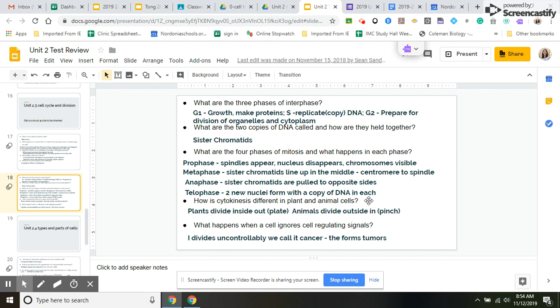With animal cells, the cell membrane is flexible, so we're going to be able to pinch it in the middle and squeeze it from the outside to the inside to break that cytoplasm.